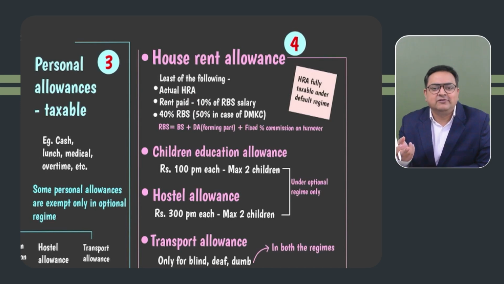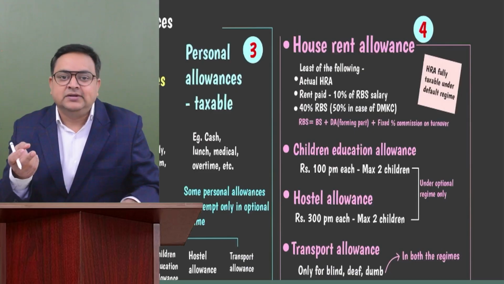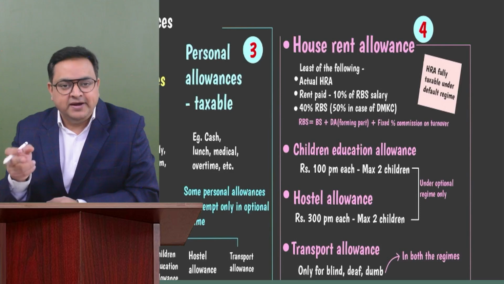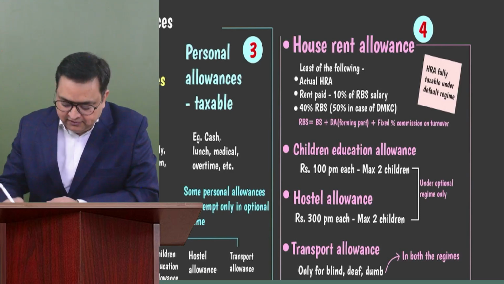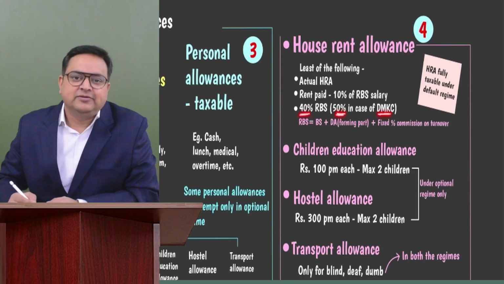You understand, 50% of the salary we have to take if the rent is being paid in Delhi, Mumbai, Kolkata, and Chennai. Then we will be taking 50% of the salary, Delhi, Mumbai, Kolkata, and Chennai. Otherwise, 40% of the salary.